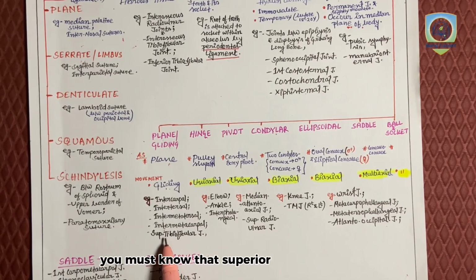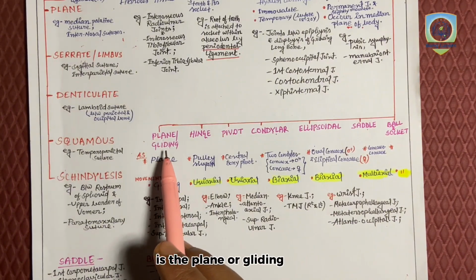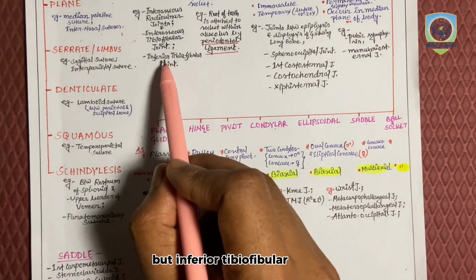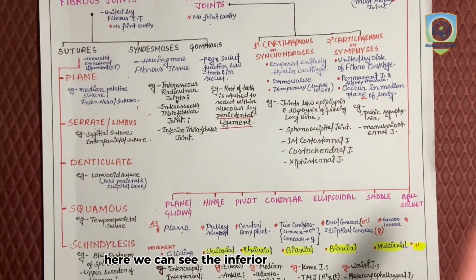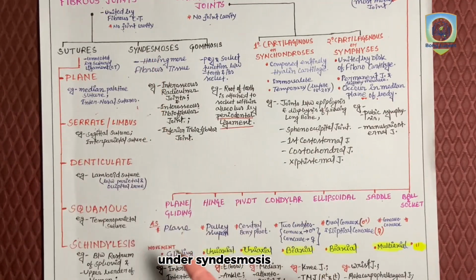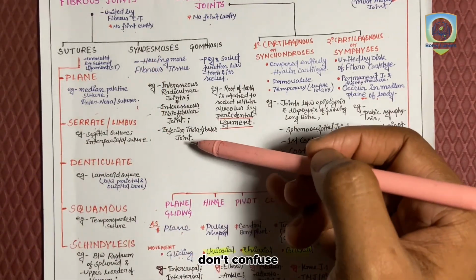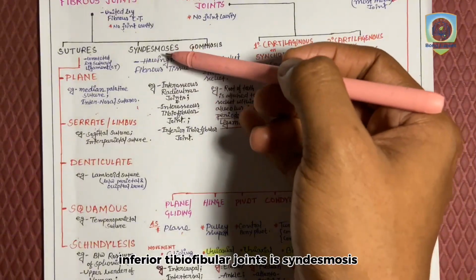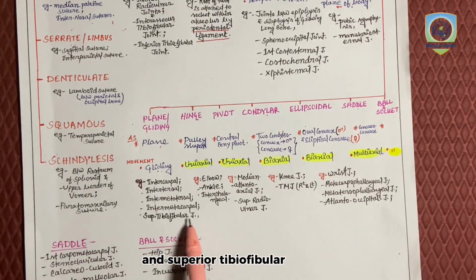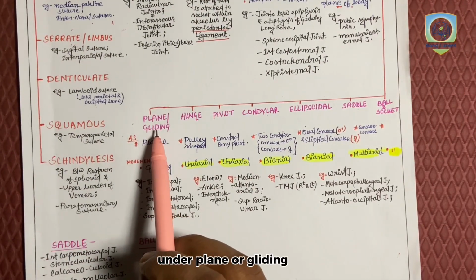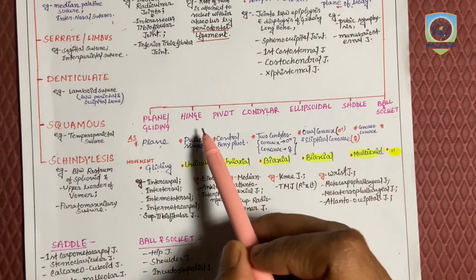You must know that the superior tibiofibular joint is a plain or gliding joint, but the inferior tibiofibular joint is under syndesmosis. Don't get confused: the inferior tibiofibular joint is a syndesmosis, and the superior tibiofibular joint is a plain or gliding joint, which is nothing but a synovial joint.